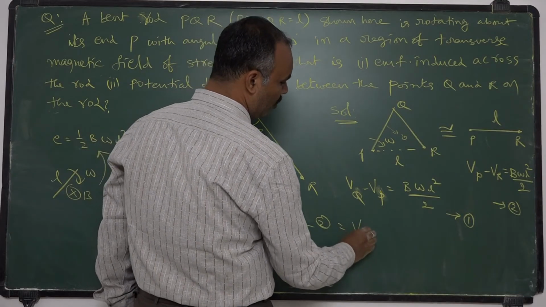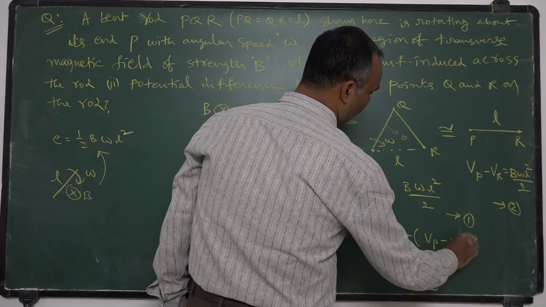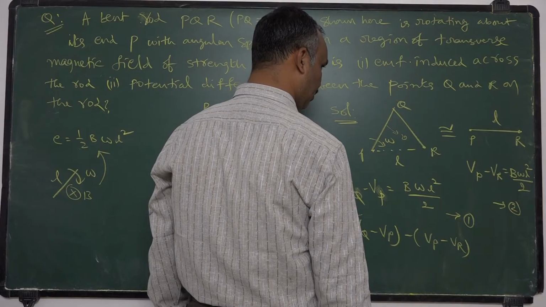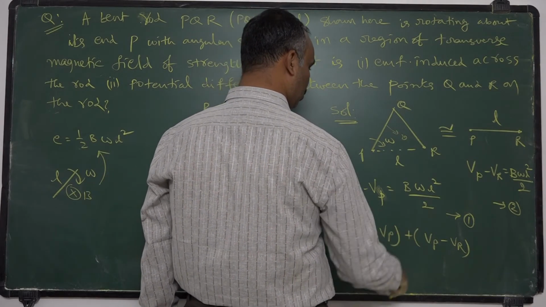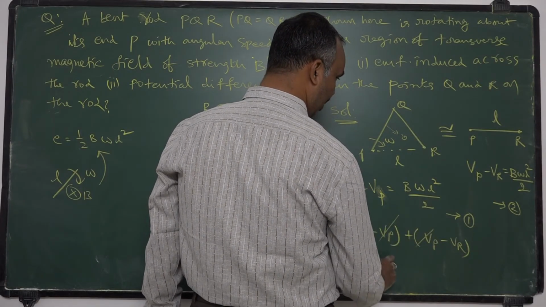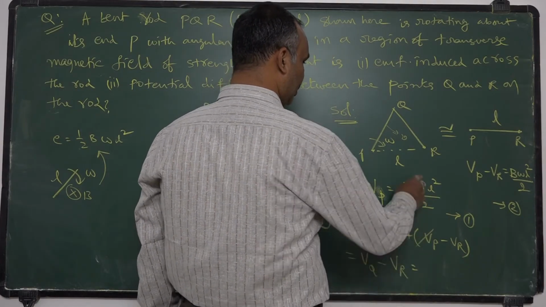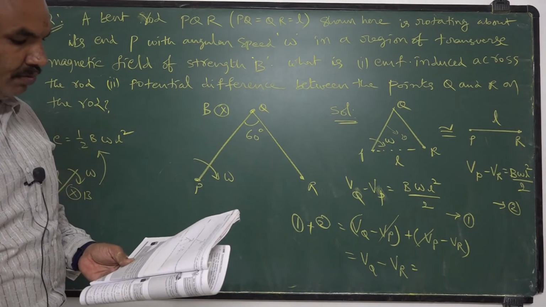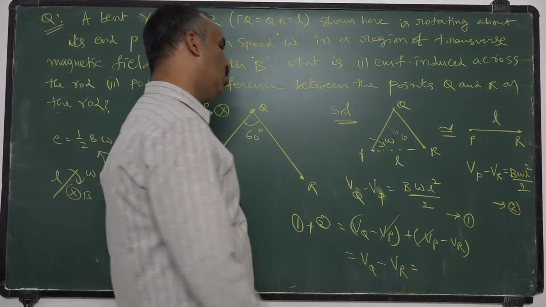You will get Vq minus Vp minus Vp minus Vr. So it becomes, no, you take the sum of these two. Vp gets cancelled. You are left with Vq minus Vr. This is B omega L square by 2, that is B omega L square by 2. If you take the sum, you will get Vq minus Vr.